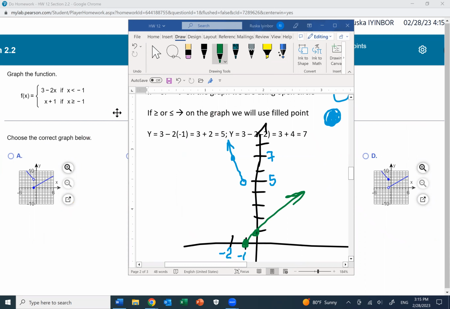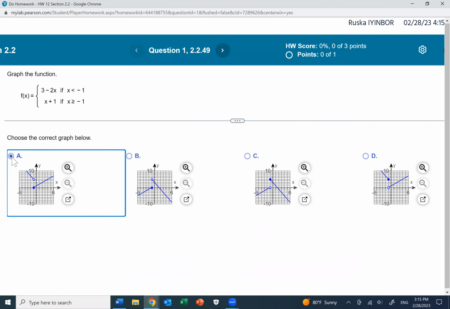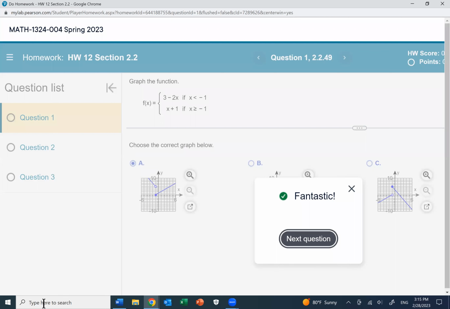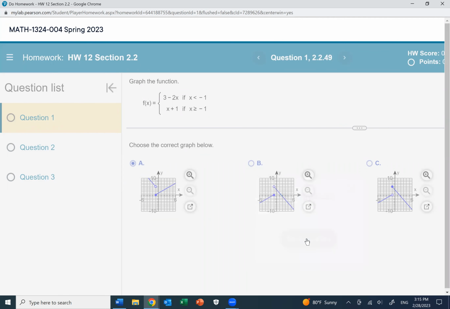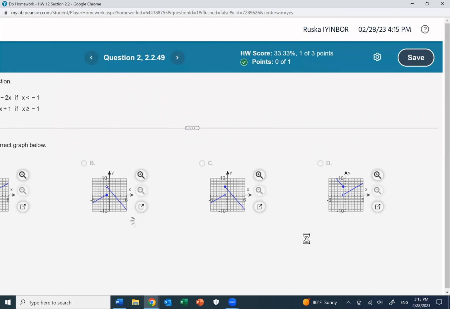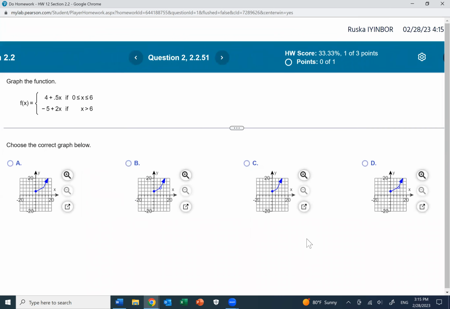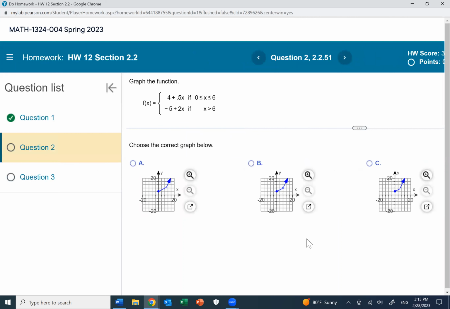Let me clear all the drawings. And I'm going to pick graph A, and I'm going to submit so we can check it together. And that was the right answer. Okay, next question is the same way. This is the second question, the same way.